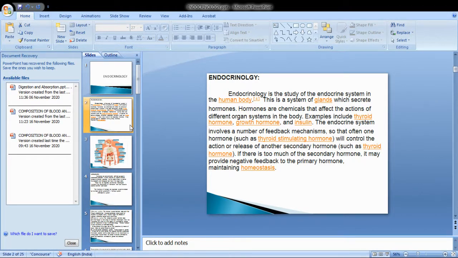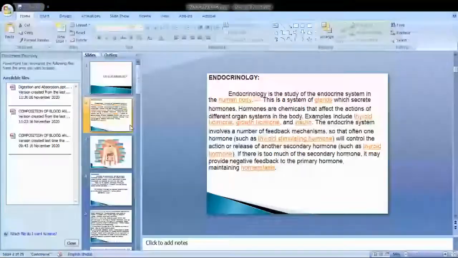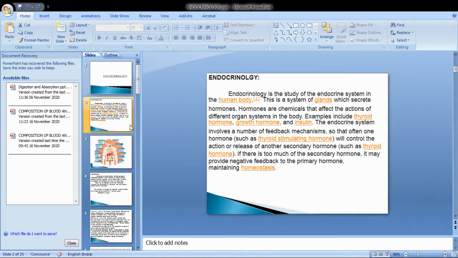Let us discuss this. The study of the endocrine system in the human body is known as endocrinology. This is a system of glands that secretes hormones. Hormones are nothing but chemicals which affect the actions of different organ systems in the body. Examples include thyroid hormone, growth hormone, and insulin.